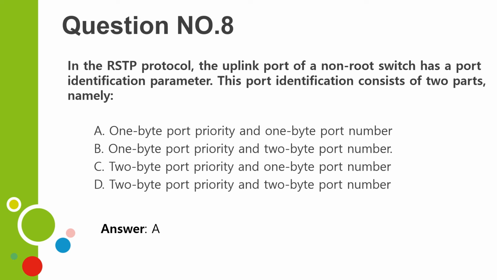Question number 8. In the RSTP protocol, the uplink port of a non-root switch has a port identification parameter. This port identification consists of two parts, namely A. 1 byte port priority and 1 byte port number. B. 1 byte port priority and 2 byte port number. C. 2 byte port priority and 1 byte port number. D. 2 byte port priority and 2 byte port number. Answer A.